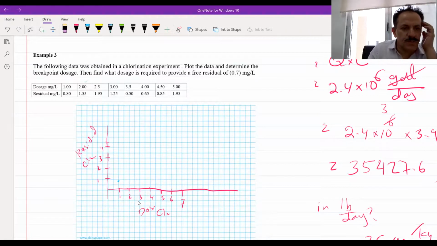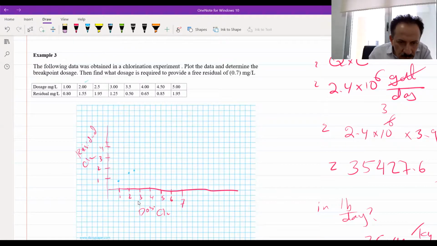In adding 2, the residual was 1.5. Where is 1.5? It will be here. When we add 2.5, this is 2, this is 2.5, so the residual was 1.9. This is 1.9. And when we add 3, this is 3, the residual is 1.25.